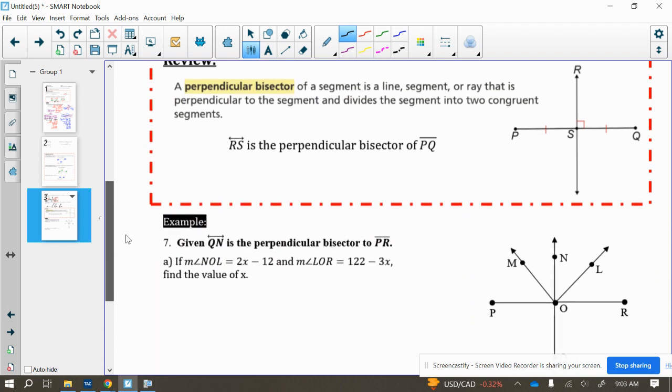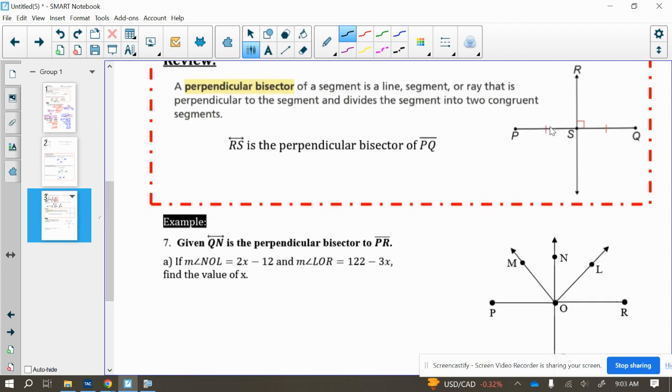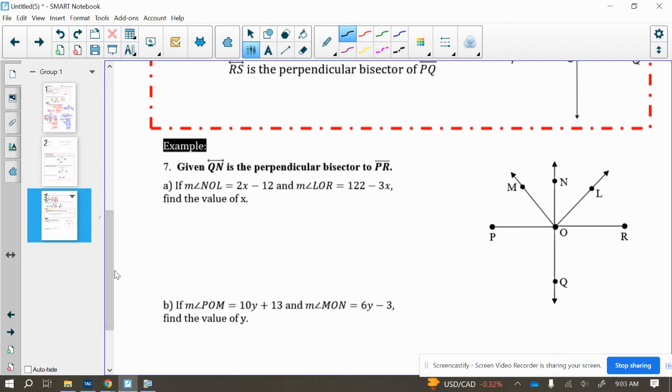All right, last but not least, we have the idea of a perpendicular bisector. Remember, perpendicular bisectors not only bisect a segment, they also create 90-degree angles. So down here below, we are given that we have the perpendicular bisector here. So we know these are creating right angles. We know those segments would be congruent. This time they are giving us that NOL is 2x minus 12, and LOR is 122 minus 3x.